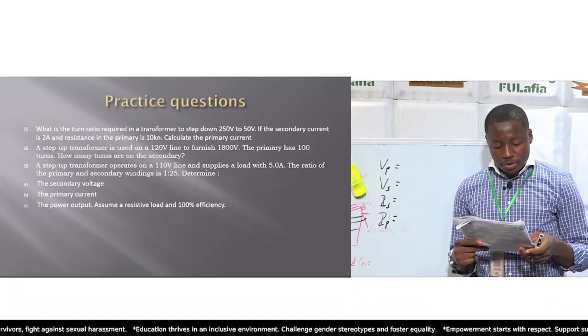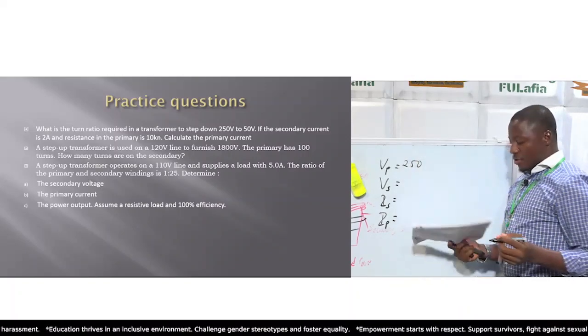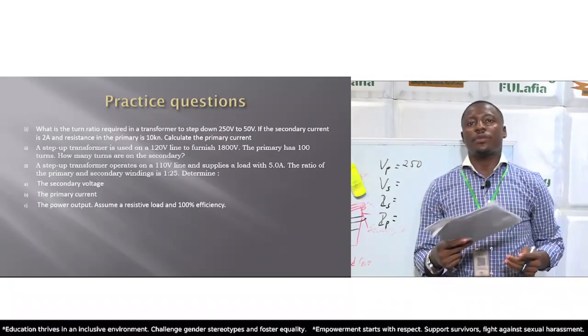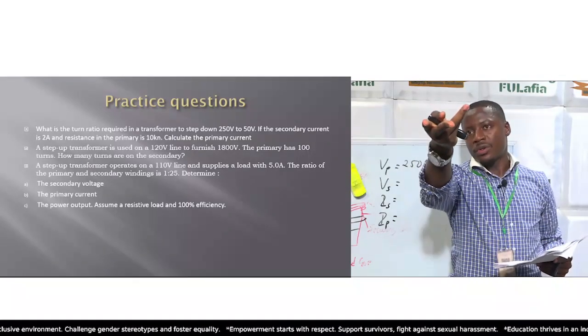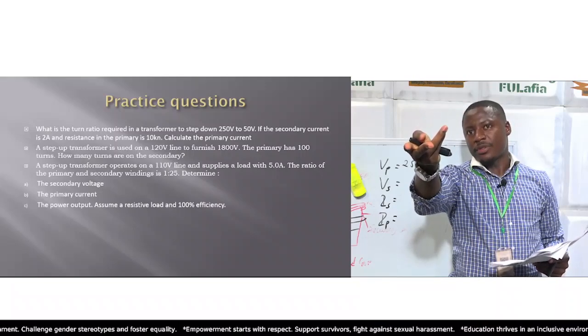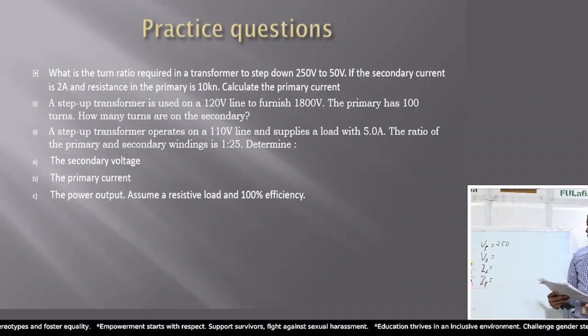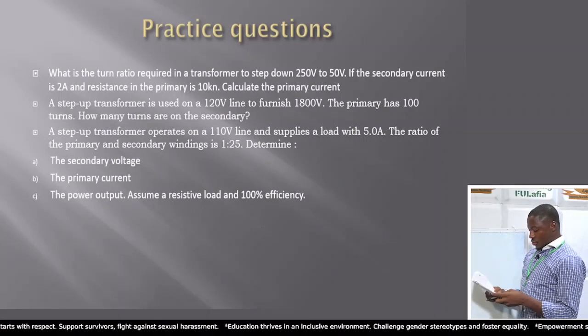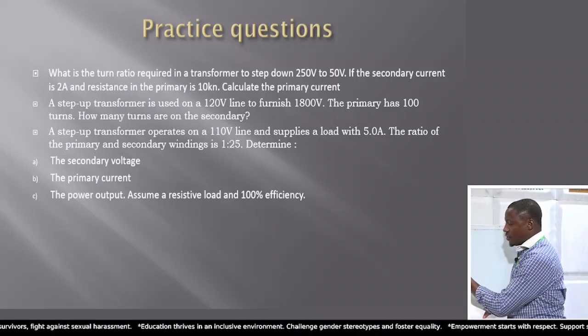Now, from the problem given to us, our VP is equal to 250. How do I know that our VP is 250? Because the question says: what is the turn ratio required in a transformer to step down from 250 to 50 volts. Basically, we know the type of transformer and what we are looking for. And also, your VS is 50 volts.